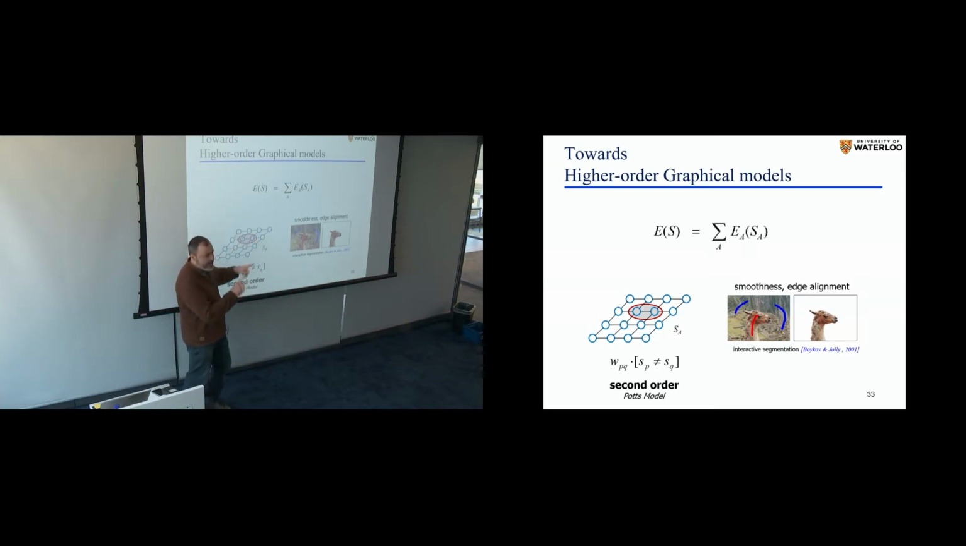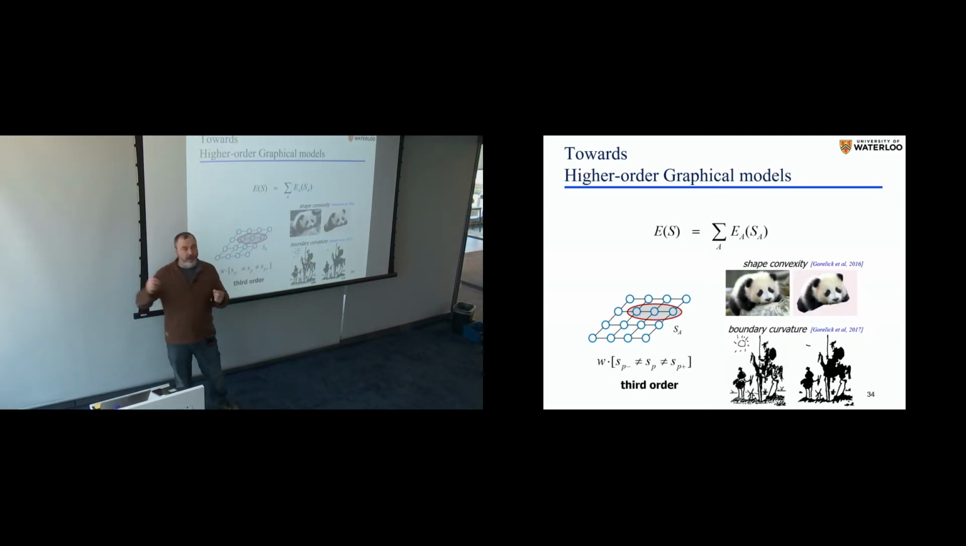Pairwise, like edges, smoothness on the edges. That was a pairwise model, a low order, second order model. But if you add one more variable to your factors, like a third order clique, you can already represent more interesting properties of the shape.